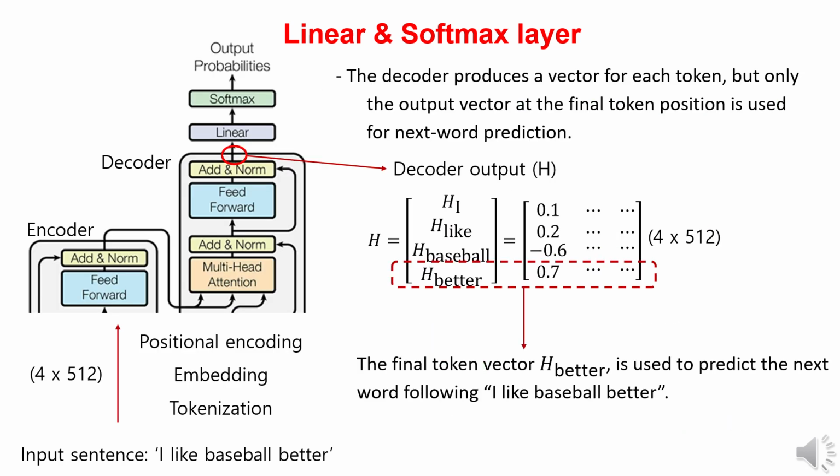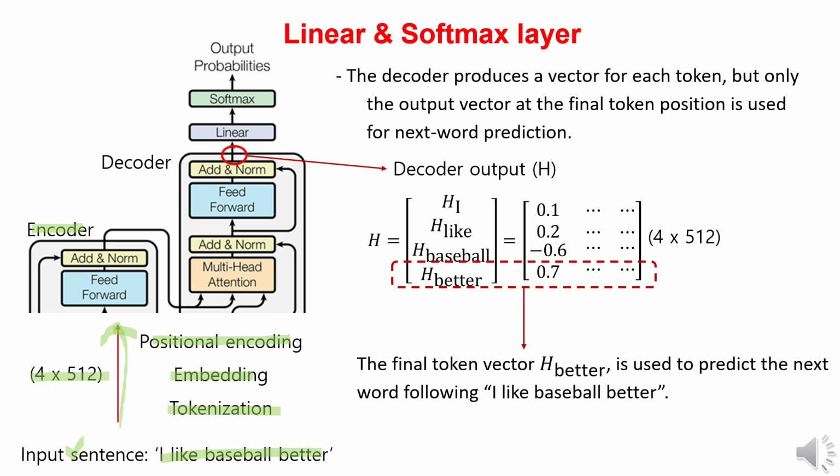As an example, let's use the sentence, "I like baseball better," as the input. This sentence first goes through the tokenization process, where it is split into individual tokens. Then, through embedding and positional encoding, it is converted into a vector representation with a dimensionality of 4 by 512 and fed into the encoder.